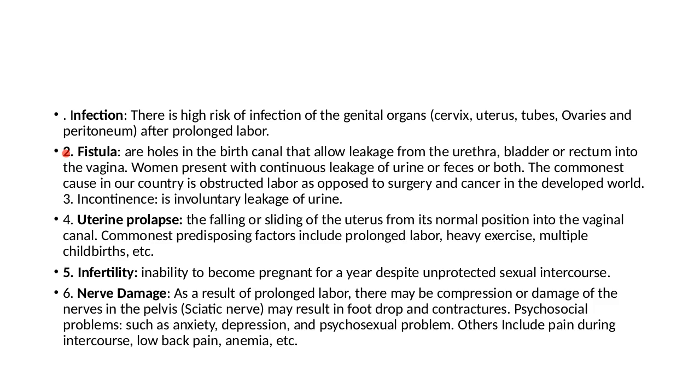Number 2 is fistula. Prolonged labor can cause holes in the birth canal that allow leakage of urine from the bladder or feces from the rectum into the vagina. So you'll find some feces coming through the vagina, or some even urine going to the rectum. So women present with continuous leakage of urine or feces, or both.